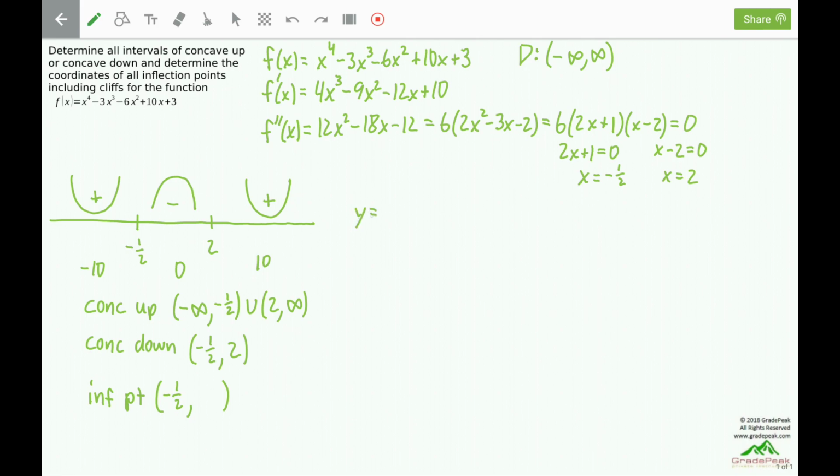So y will equal f of negative 1/2, which will be negative 1/2 to the 4th power minus 3 times negative 1/2 cubed minus 6 times negative 1/2 squared plus 10 times negative 1/2 plus 3.